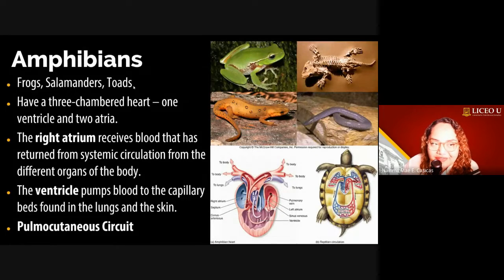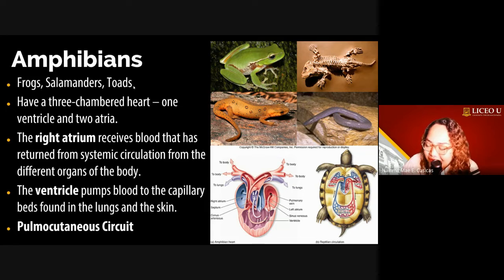And then you have your amphibians. Your amphibians such as the frogs, the salamanders, and the toads, they have three chambers in their hearts, no? And then they have one ventricle and two atria. The right atrium receives blood from the system, so it's deoxygenated, and then the ventricle pumps blood to the capillary beds found in the lungs and the skin.